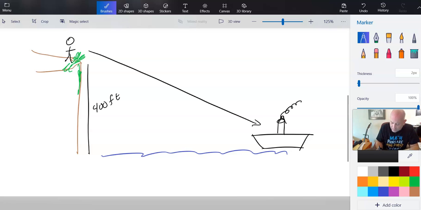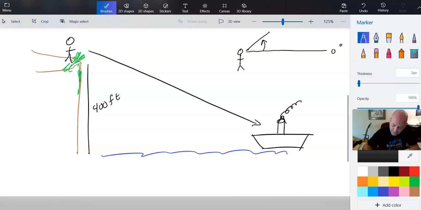Now, we have a slight thing to talk about here. When you're talking about from your viewpoint, there's some vocabulary that goes along with it. You have your horizon, your level line, that's 0 degrees. If I measure an angle upwards from that, this is an angle of elevation. And then if I measure down from that, this is an angle of depression.